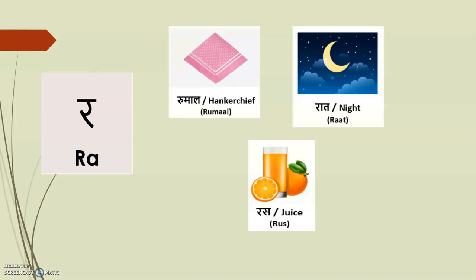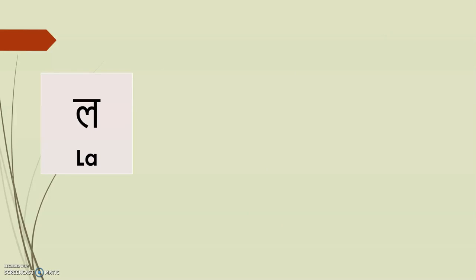So in the first picture, we can see a handkerchief. Handkerchief in Hindi is called Rumal. In the second picture, we can see night. Night in Hindi is called Raat. And in the third picture, we can see a glass of juice. So, juice in Hindi is called Ras. Let's repeat. Juice in Hindi is called Ras. All these three objects begin with the letter R. Let's go to the next letter.